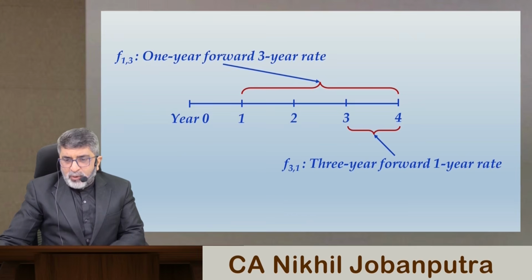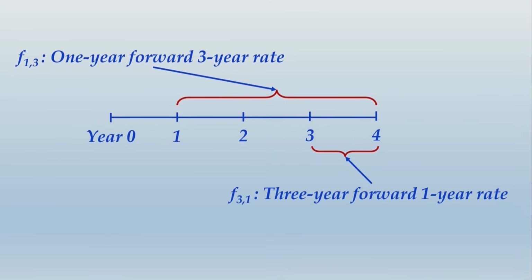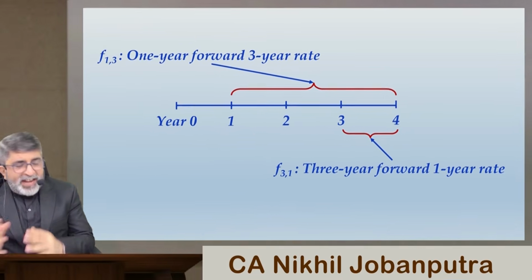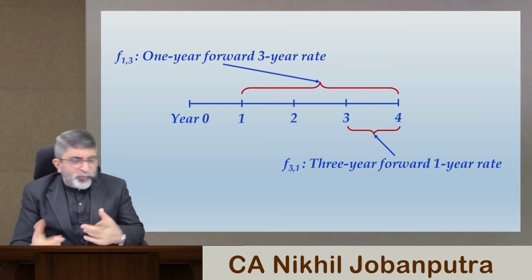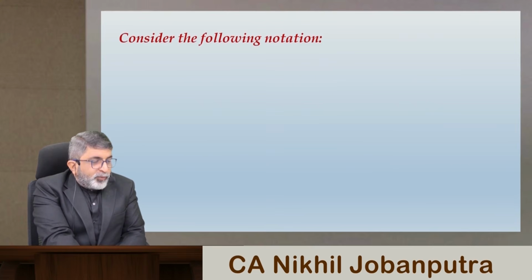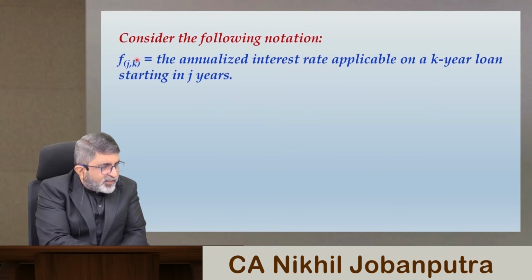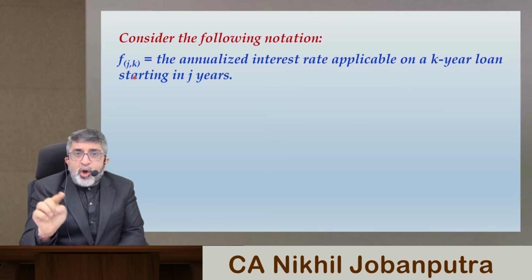So again, I'll give you a minute to write down this timeline, and then we move ahead. Alright friends, I'm sure you have completed this as well, and now what we do is we formally write down these symbols. So consider the following notation. Now look at this notation. We are saying f j comma k, small f j comma k.